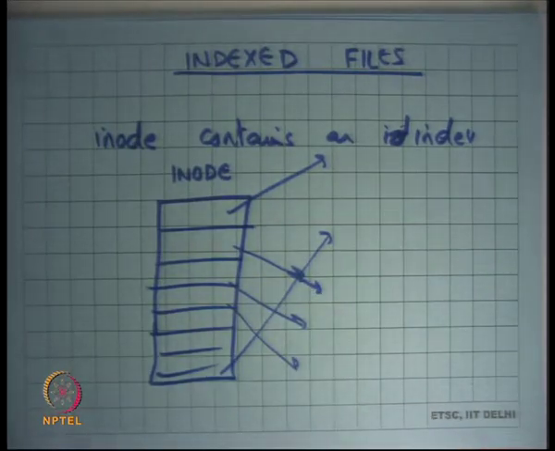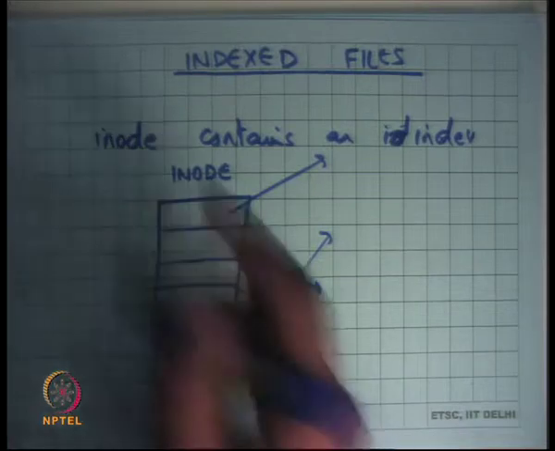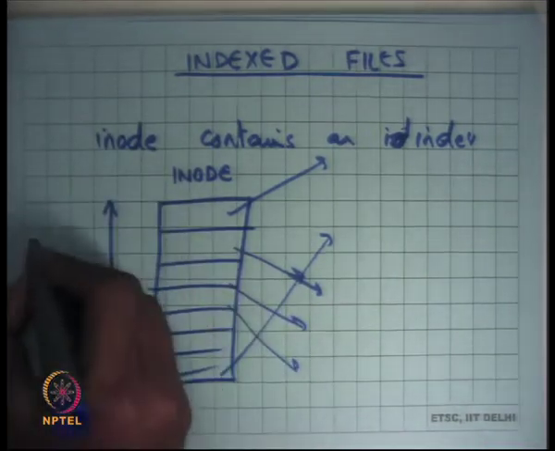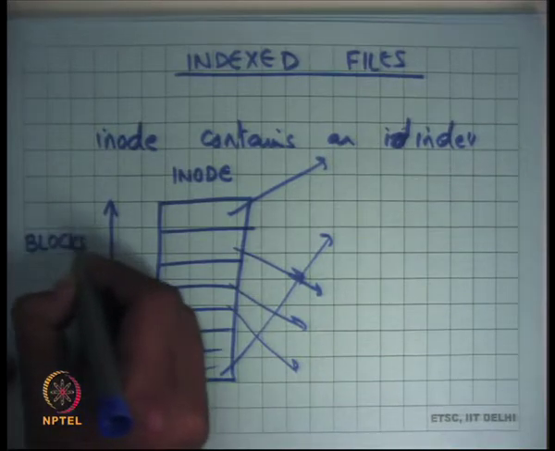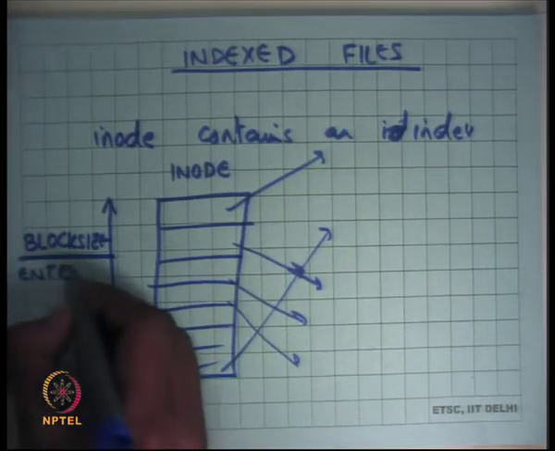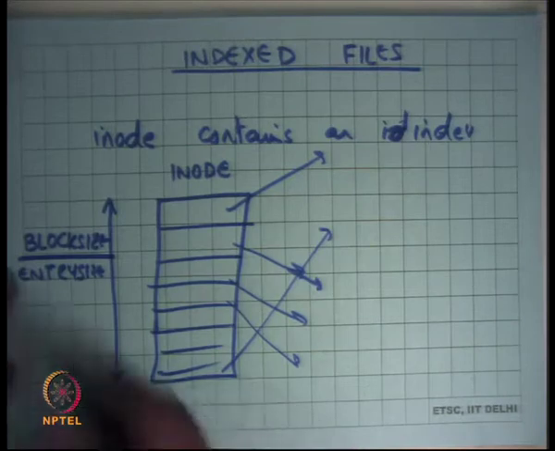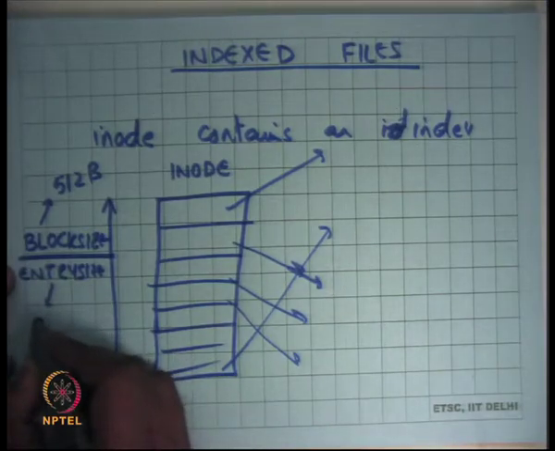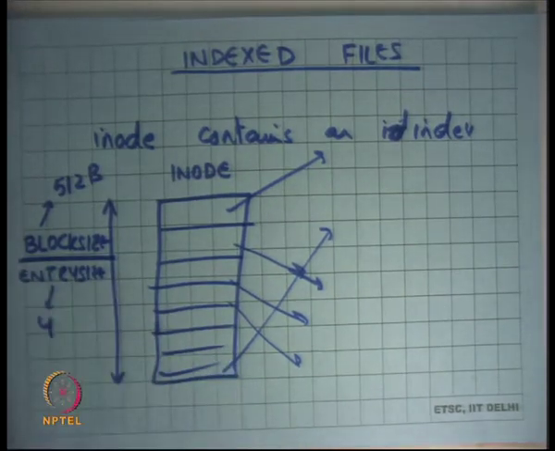So what's the problem? Firstly, how big can the index be? You would want the index, or the inode, to be not bigger than the block. So let's say your block size is some value; then block size divided by entry size is the size of your index. Let's take an example: a typical block size of 512 bytes and an entry size of 4. Then you have 512 divided by 4, that's 128 entries.